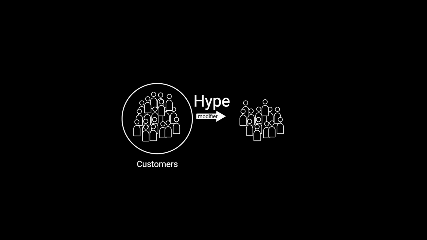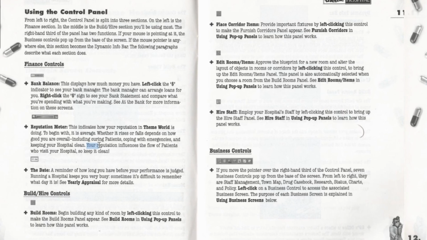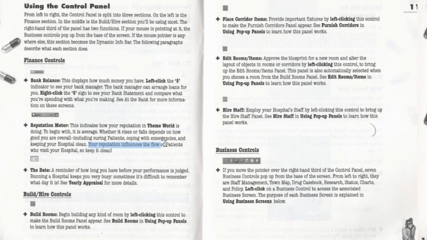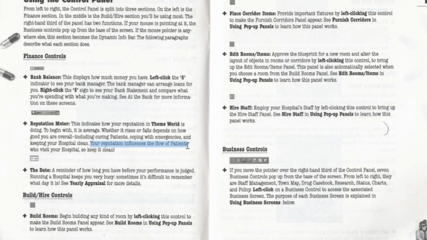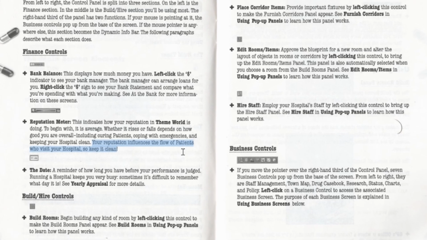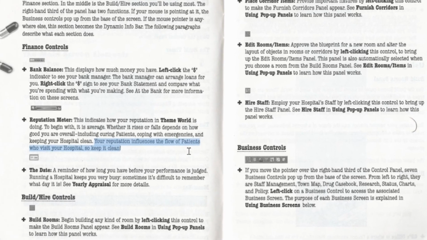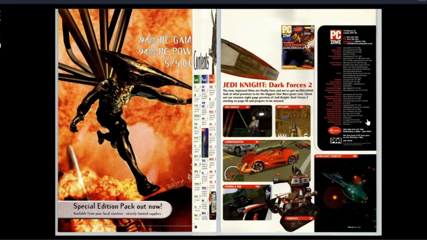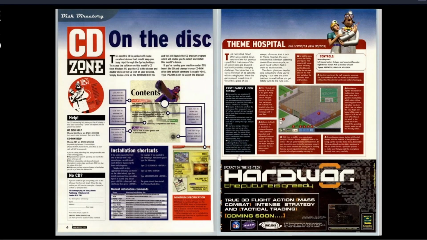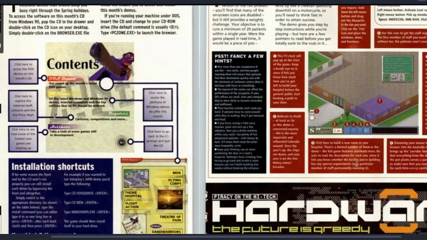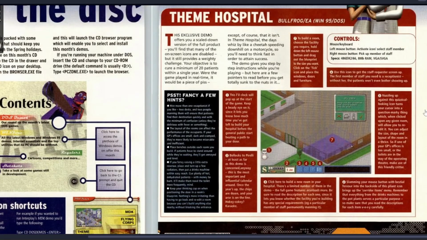We have a maximum pool of customers each day. A certain percentage of those will buy the game because of marketing and hype, so we multiply it by a hype modifier that goes from 0 to 100%. In Theme Hospital, the equivalent to this is, I believe, reputation. The more patients you cure instead of kill, and the more comfortable people are in your hospital, the more reputation you'll get. And according to all the information I could find, including this really cool magazine and manual from the 90s, reputation influences the number of customers you have.